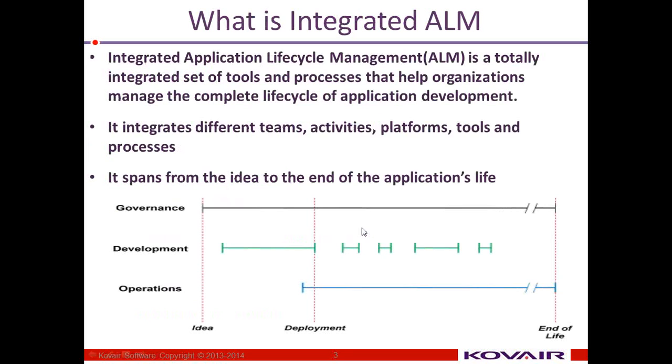First, let me discuss a little bit about what is integrated ALM. So integrated ALM, or application lifecycle management, is a totally integrated set of tools and processes that help organizations manage the complete life cycle of application development. So it is a set of tools and also a set of processes that are used to manage the entire application life cycle, starting from the idea to getting it verified, defining the business requirements, the business case basically, then developing it further, doing the design, development, QA, and then deploying it into production, and also the maintenance cycle that follows that.